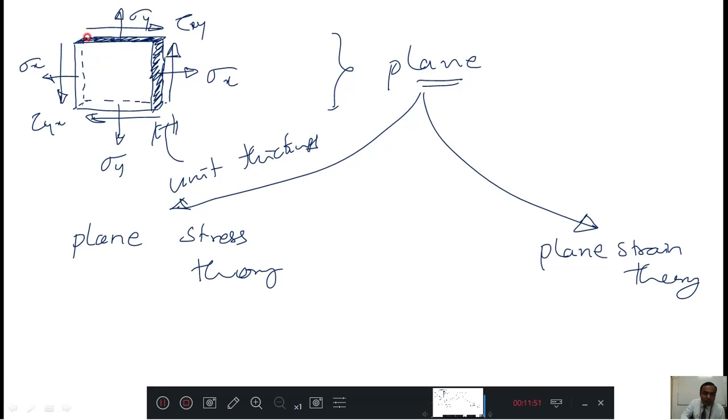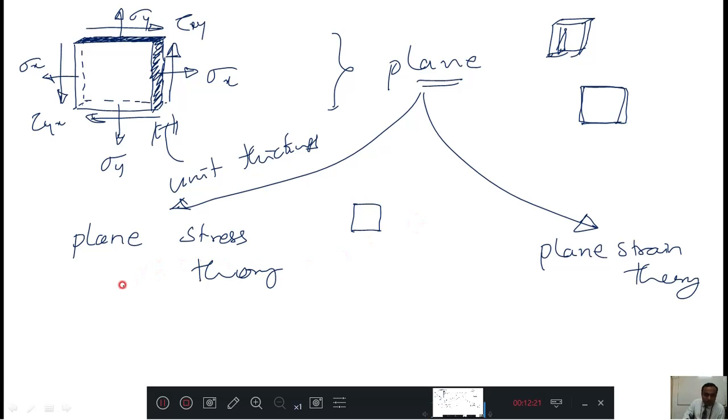Every time I will not write this thickness, because it is time consuming, writing like this and after that a small thickness like this. Therefore I avoid that thickness. Whenever I write only one plane like this, you should understand that there is a unit thickness perpendicular to the plane. Okay, this is the convention, this is the understanding between you and me.